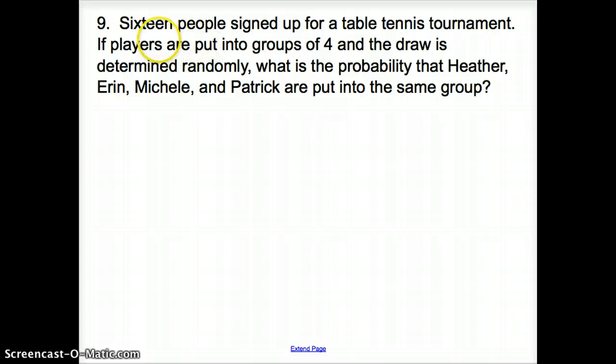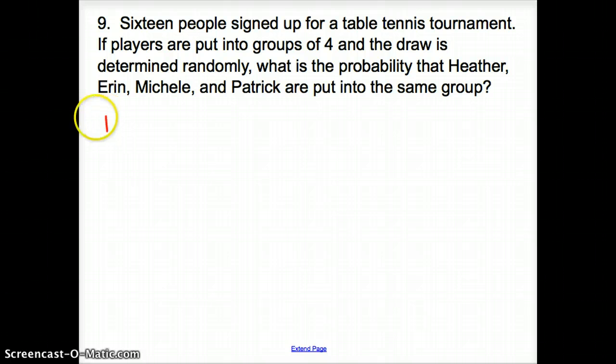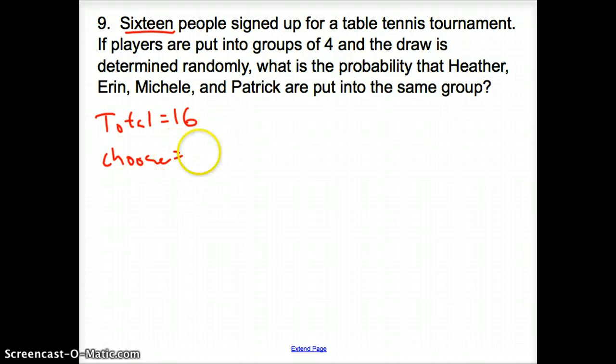Now one more problem here that we're going to work on is a probability problem. First thing we have to figure out, is it a combination or permutation? 16 people signed up for a table tennis tournament. If the players are put into groups of 4 and the draw is determined randomly, what is the probability that Heather, Aaron, Michelle, and Patrick are put into the same group? Our total is 16 people. We are choosing 4 per group. And since we are talking groups, that tells us it's going to be a combination.